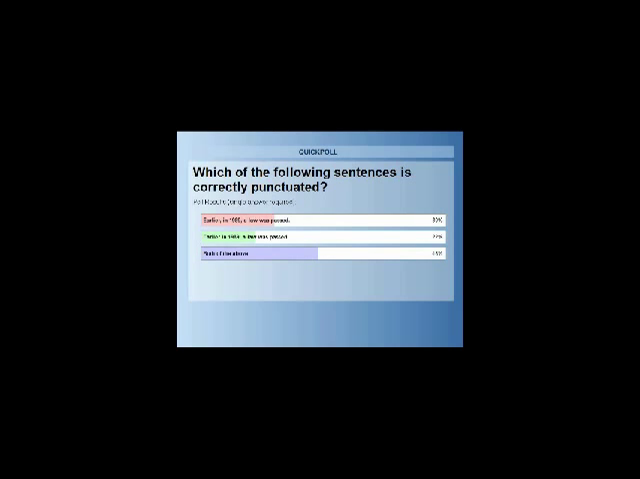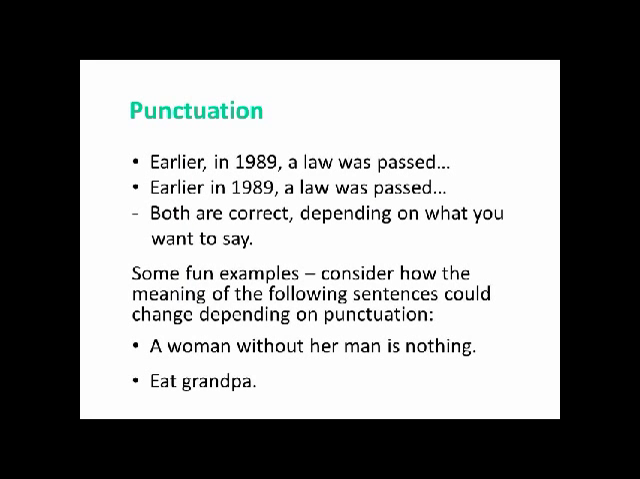Okay, so we'll stop that now. Thank you to everyone who voted. I can see, thankfully, that the majority of you chose option C, the third option, which is both of the above. Thank you very much for that. The reason that both of the above is correct is, from those examples we can see there was earlier in 1989 a law was passed, or earlier in 1989 a law was passed. Both of those are actually punctuated correctly, it just depends what you want to say.